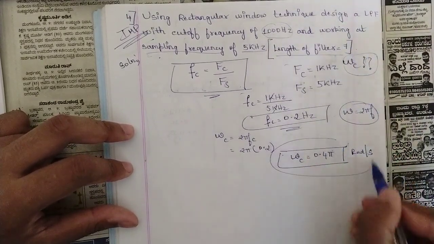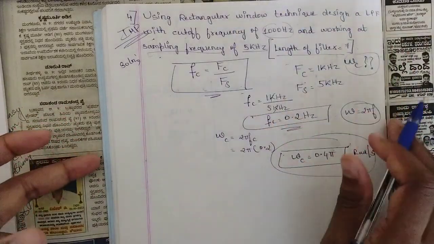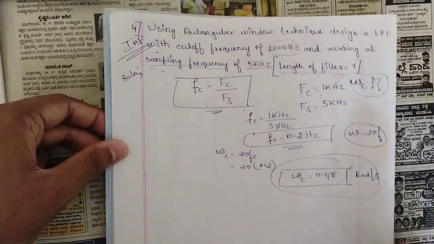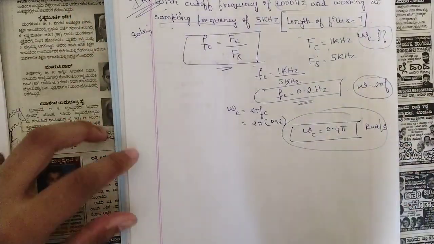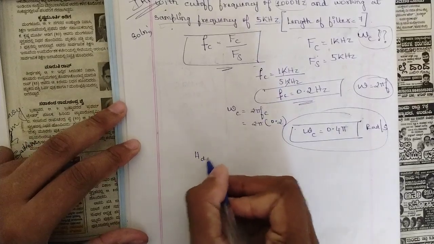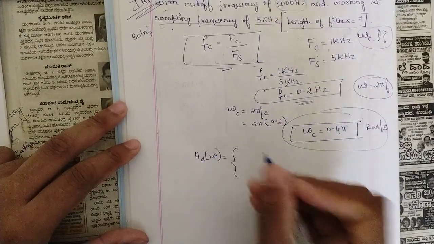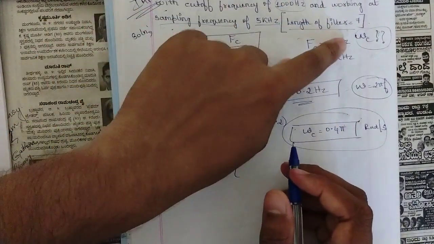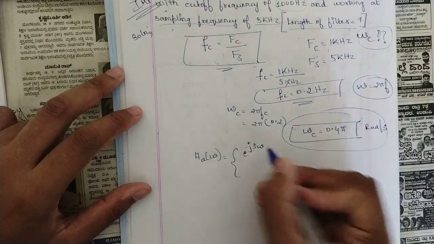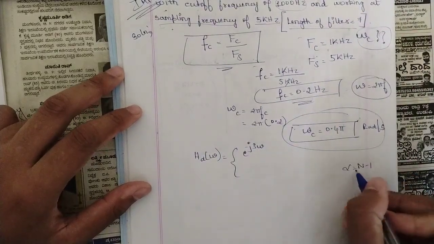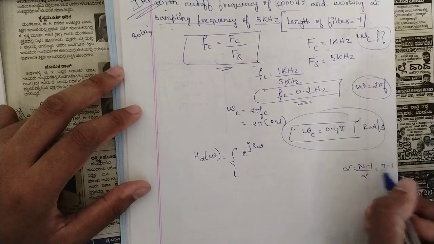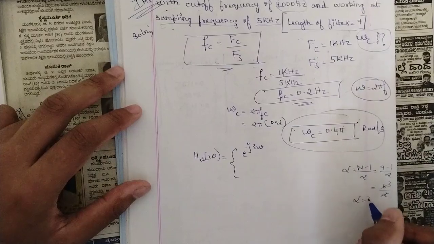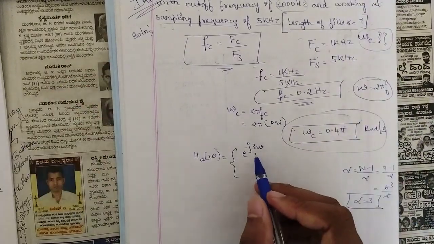So this is the value of omega c. Now we should be solving this problem using rectangular window. These kinds of indirect problems should be coming, so you should be knowing it. Now the rest of the procedure remains the same, that is first write the value of Hd of omega. In this case it is e power minus j 3 omega. See, here the length of the filter is 7, so I am directly writing 3 omega, because alpha is (N minus 1) by 2, and N is 7, so 7 minus 1 by 2 is 6 by 2, which is 3. That's why I have written directly e power minus j 3 omega.